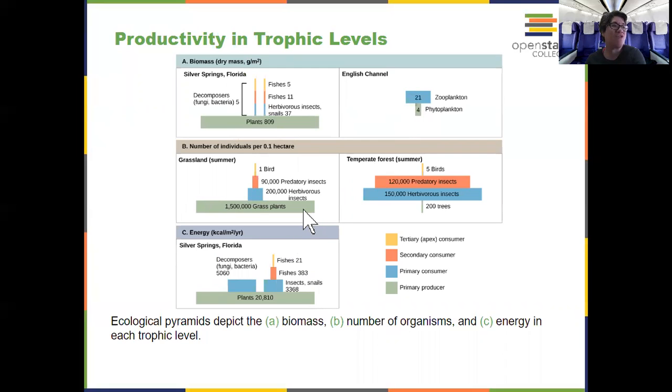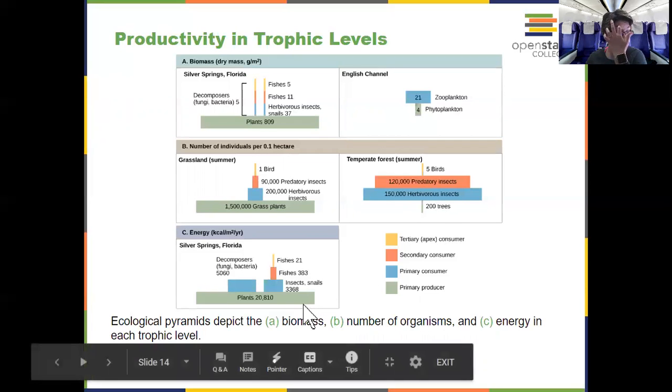Here in a grassland, you're going to have tons of grass to support some primary consumers, and then even fewer as you go up. So you're losing a lot of numbers. Temperate forest in the summer, 200 trees. So not very many trees, but they're able to support 150,000 insects, and then it gets less as you go up. So they can only support 5 birds.